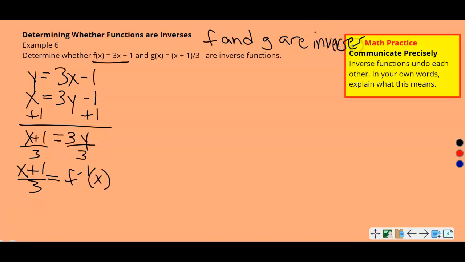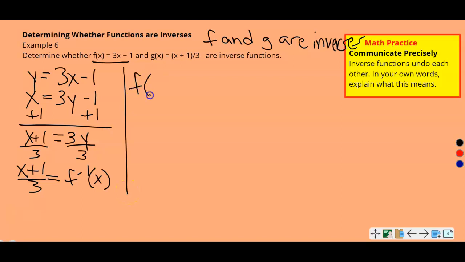All right, so again, to me, that's pretty straightforward and pretty easy, and we just found out how to do inverses, so that works. But we also looked at composition of functions. If we use composition of functions, we can look at f of g of x and g of f of x and see if we get the same output. And if we do, then we know that we also have inverse functions.